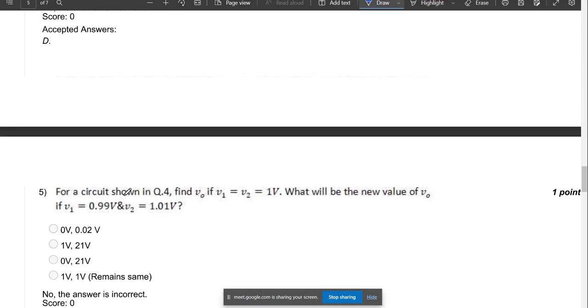So for the circuit shown in question number 4, find V0 if V1 equals V2 equals 1 volt. What will be the new value of V0 if V1 is 0.99 volt and V2 is 1.01 volt? First, if V1 equals V2, what will be the value of V0? And if V1 is 0.99 volt and V2 is 1.01 volt, what will be the output voltage? Try to solve this question.